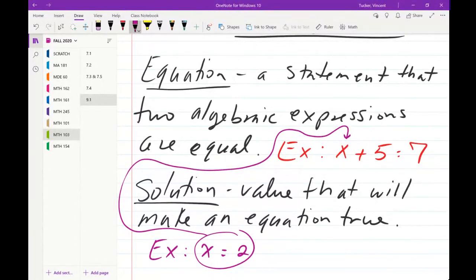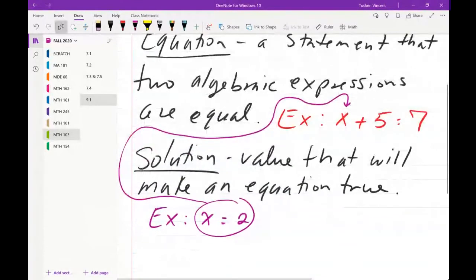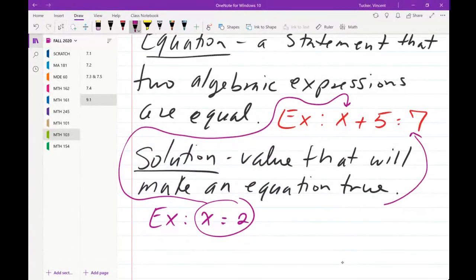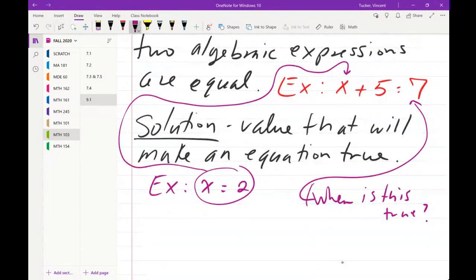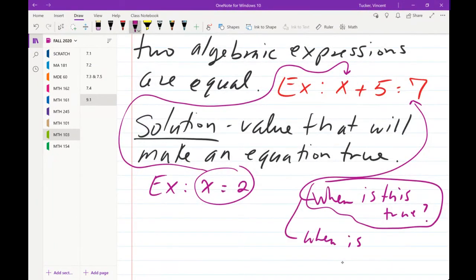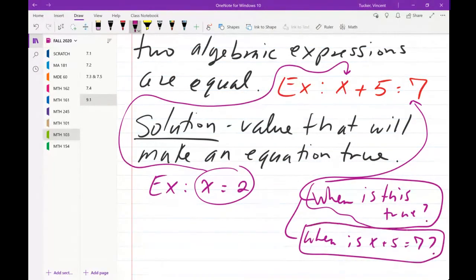A solution is a value that will make an equation true. So whenever you're trying to solve an equation, you should be asking, when is this true? Or in other words, when is x plus 5 equal to 7? And the answer is when x is equal to 2.